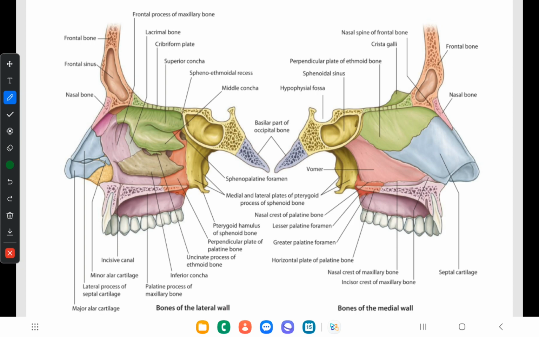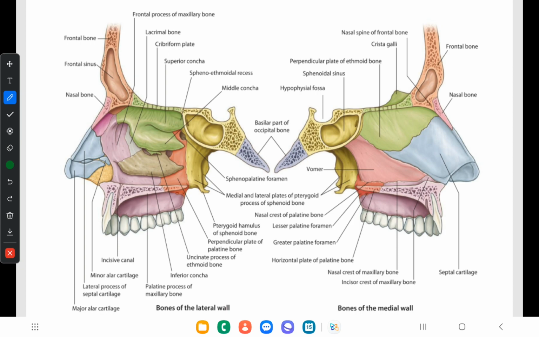Then the nasal meatuses. Those nasal meatuses are the openings or the spaces enclosed by the conchae. There are three meatuses: superior, middle, and inferior. In this picture, you can see the meatuses very clearly. The inferior meatus lies between the nasal floor and the inferior concha. It runs along the entire length of the lateral wall and it receives the opening of the nasolacrimal duct.